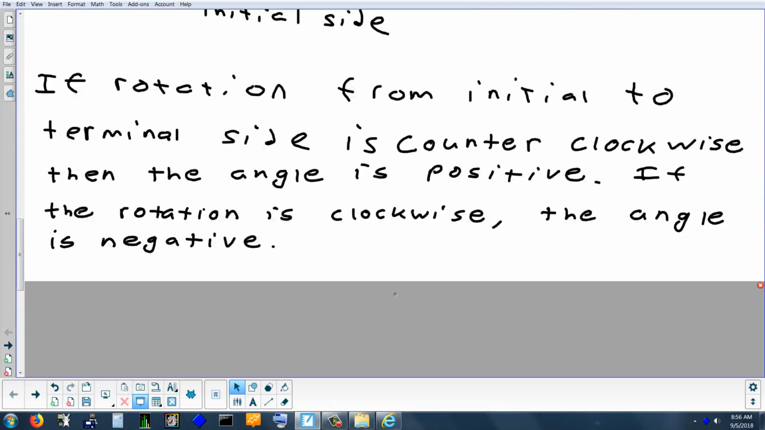Generally, what kind of angles do you think we like to deal with more? Like it's easier to work with, positive or negative? Positive, yeah. If we can keep the angles positive, it's just easier. Most people find it easier to work with positive numbers than negative numbers.